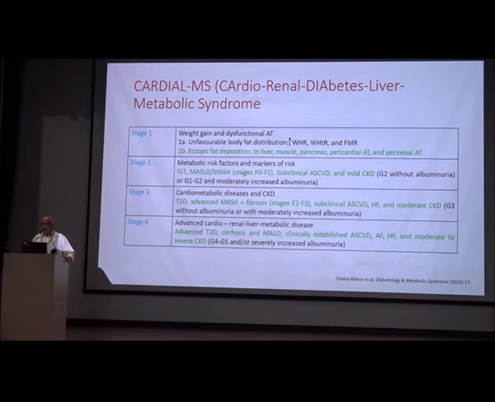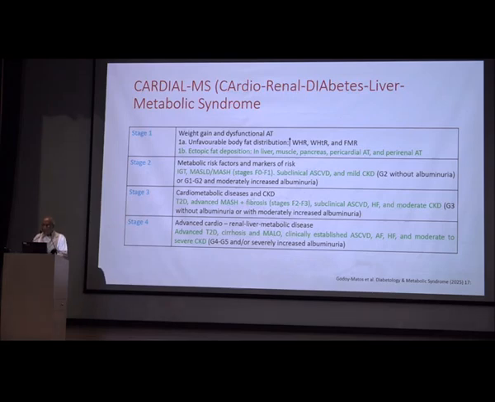Stage 1 is primarily weight gain and dysfunctional adipose tissue. So how do you know that? You know that by waist-hip ratio and all this. You know by unfavorable body fat distribution. You know stage 1B is when there is ectopic fat deposition in these organs. So most of your patients are already stage 1B when they come to you.